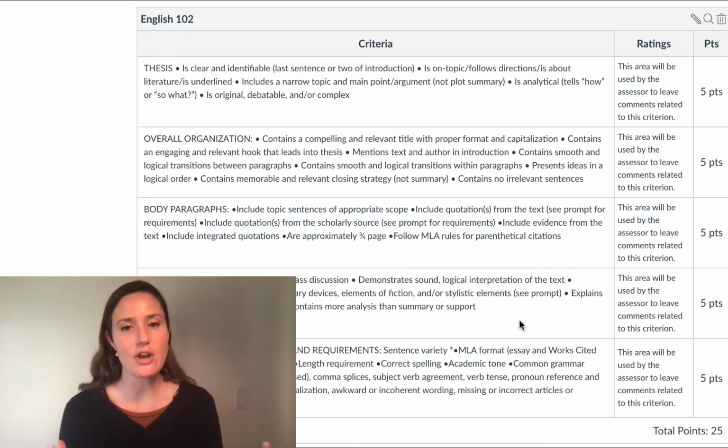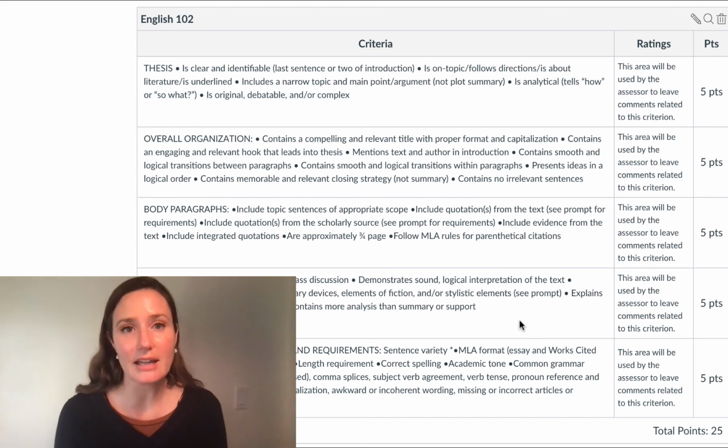the prompt and that you're using some of the tools and techniques and terms that I've taught you in the lecture. I want to see that you're explaining how the evidence proves the thesis, and of course that you have more analysis than summary or support. That means in any given body paragraph, I should see more of your analysis than examples from the text. You heard that right. More of your analysis than examples from the text.